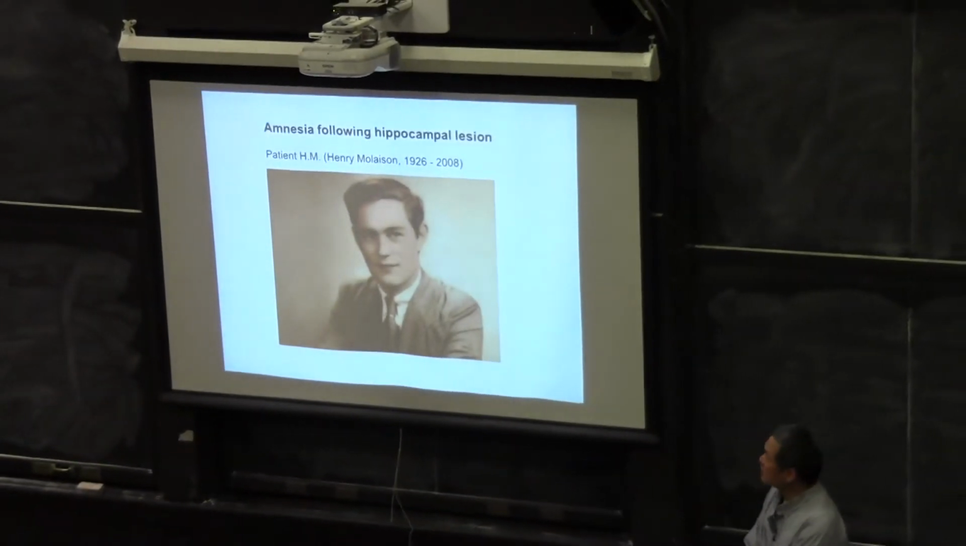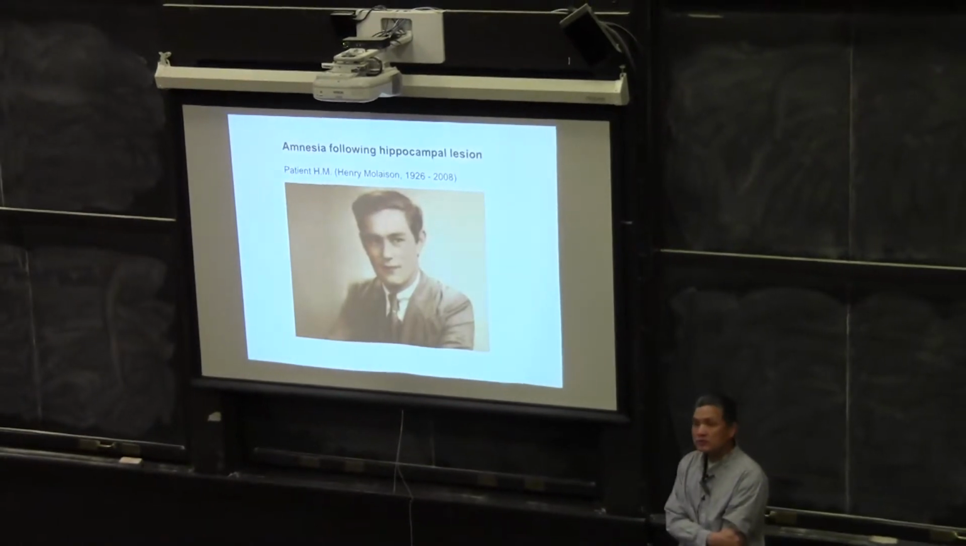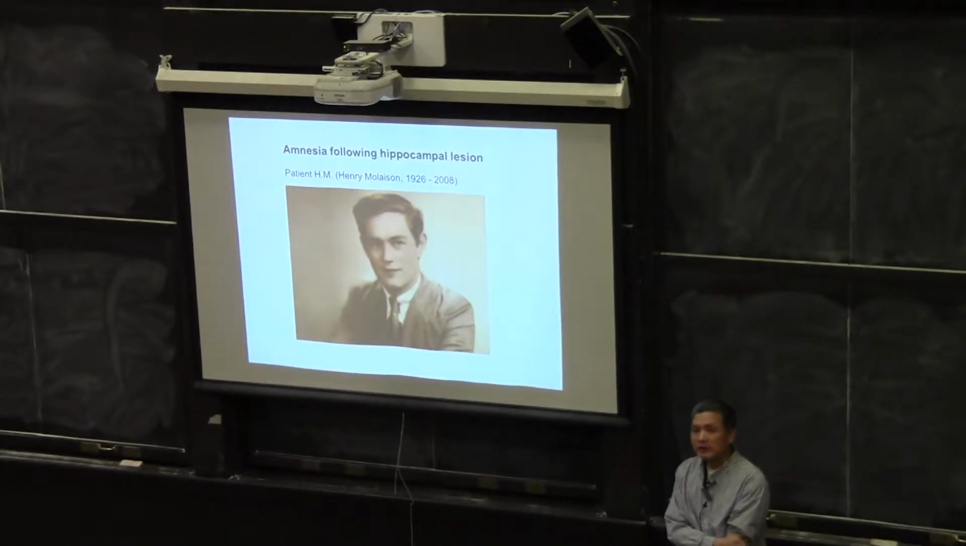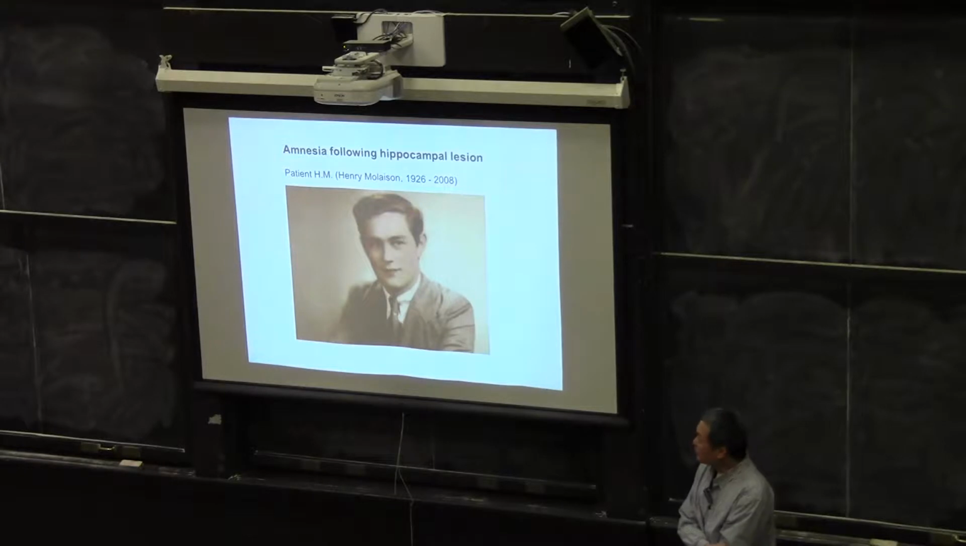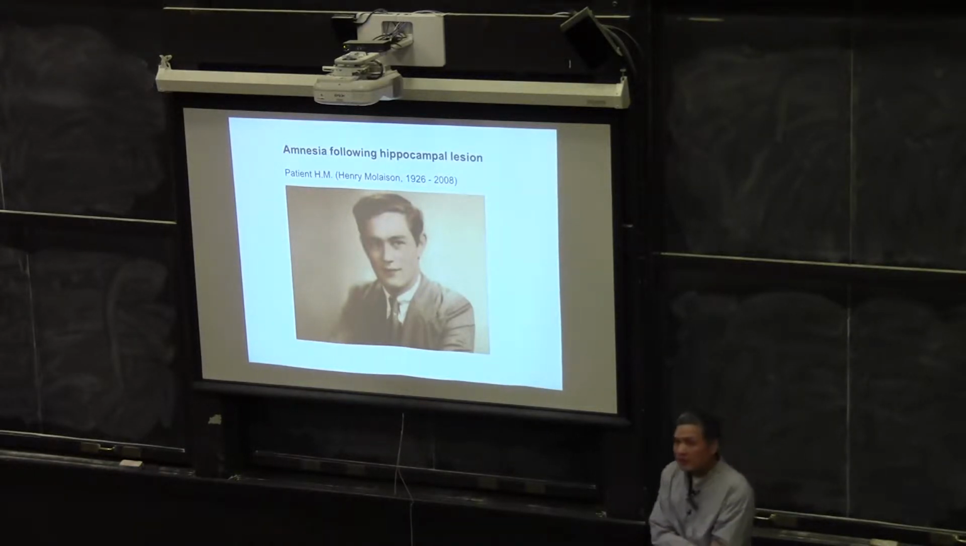It starts from this patient HM. I'm sure you learned about this patient in your previous lecture, right? About a patient who had a surgery in his 20s. He got both sides of his hippocampi removed. You heard about this guy, HM? Yeah. So it's very unfortunate. So once this happened, basically he cannot form new memory anymore.